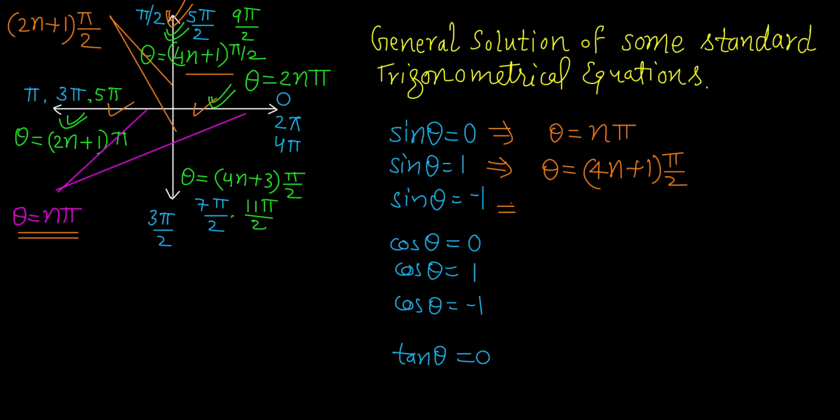Similarly, if you want to write the general solution of sin theta equal to minus 1, so sin theta is equal to minus 1 lies only at this line. And what is this line? Separately, this line we call 4n plus 3 pi by 2, right? So solution of sin theta equal to minus 1 will be simply theta is equal to 4n plus 3 pi by 2. Now we come to cos theta equal to 0.